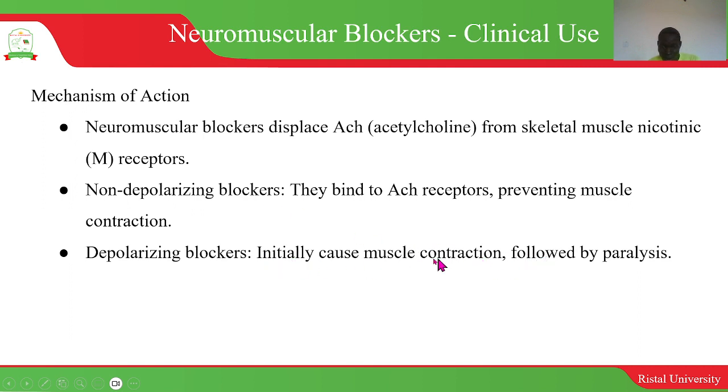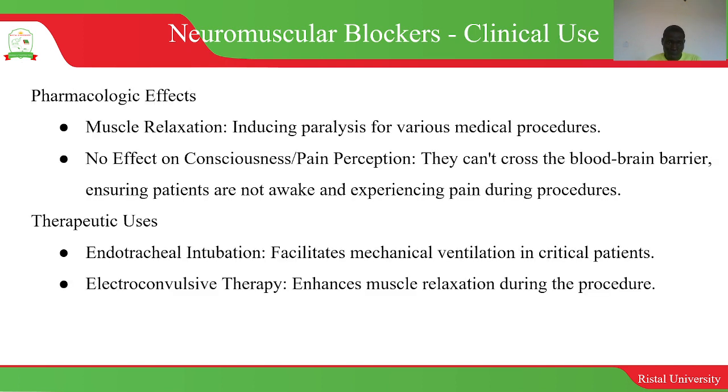Okay, but once depolarization occurs and then repolarization follows, that leads to the paralysis of the muscle. So it's like an on and off action based on the agonist and the antagonistic actions of the neurotransmitters. Pharmacologic effects: they cause muscle relaxation, inducing paralysis for various medical purposes. They have no effect on consciousness or pain perception. They cannot cross the blood-brain barrier, and thereby ensuring patients are not awake and experiencing pain during the procedure.